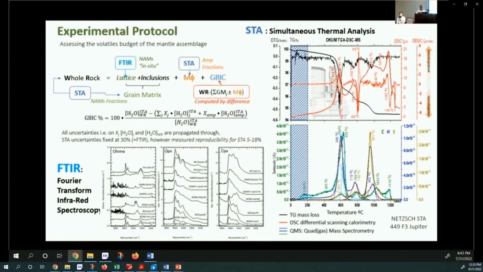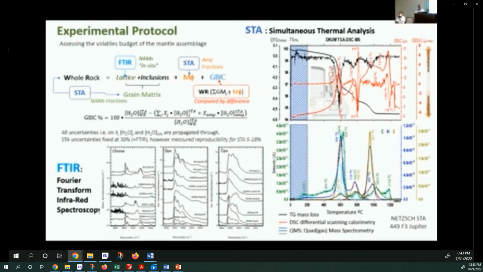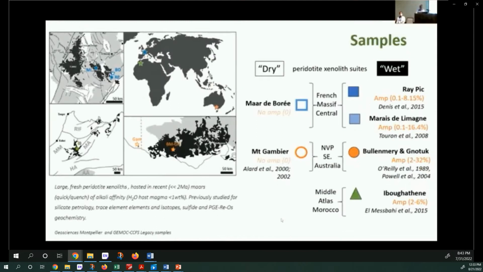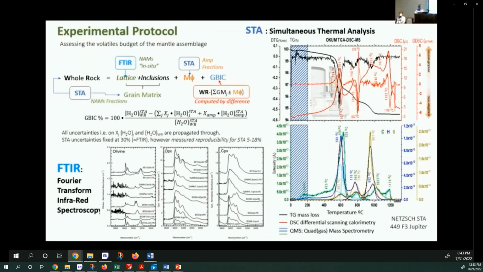So what happens in STA is that you measure the weight loss, then you have information through the DSC, through the calorimetry, about phase changes or phase transitions. And at the same time, when you hook it to a mass spectrometer, you can see what kind of elements you are extracting. And you are doing that as you increase the temperature continuously from ambient temperature to 1250 degrees.